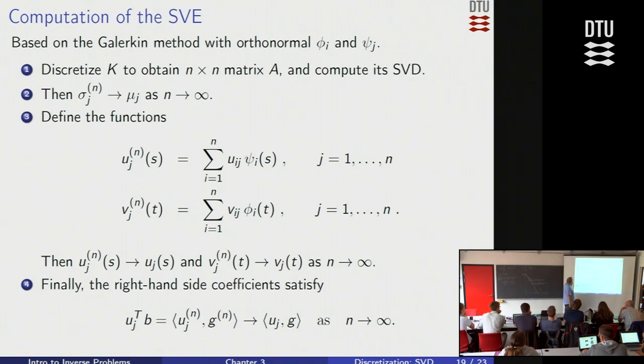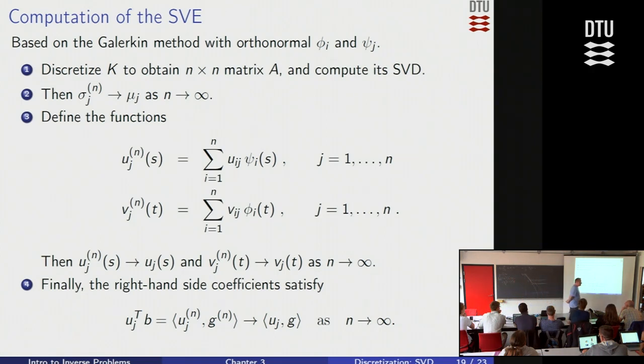But then we can prove that the singular values of the matrix will actually converge to the singular values of the function k as n goes to infinity. And n is, of course, the size of the matrix, and the matrix is n by n. And we have similar results, of course, when we solve, for example, differential equations, that as the system gets bigger and bigger, we have this kind of convergence. So that's very nice.